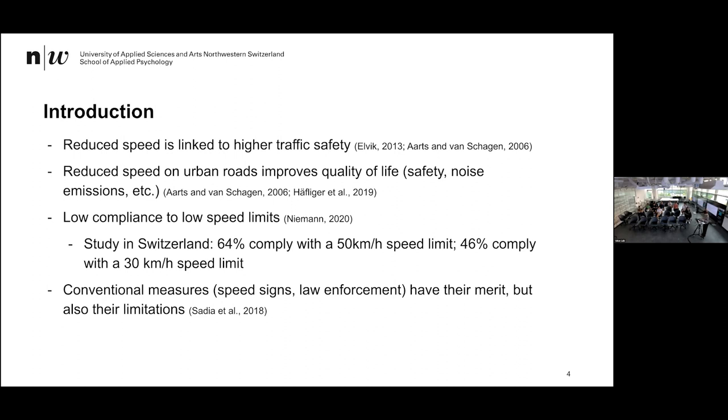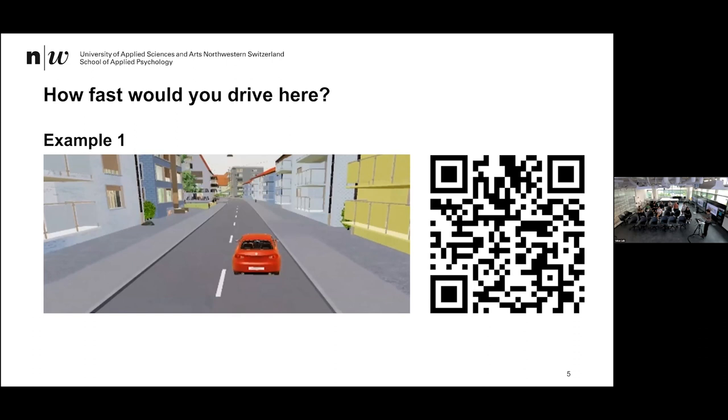And one of these measures is the subject of our research. Now, I have prepared for you a couple of questions that have been asked to our subjects. Here you can see a street design, and it's a picture taken out of our virtual reality simulation. And the question is now for the audience: if you think of your smartphones, I hope everyone has their devices here, and connect to a multimeter.